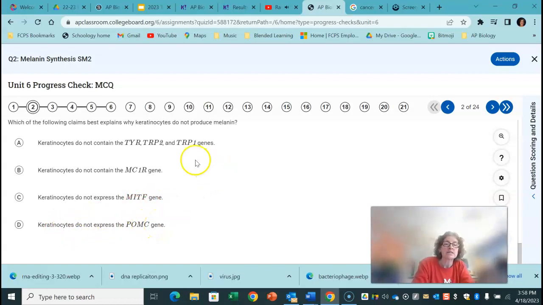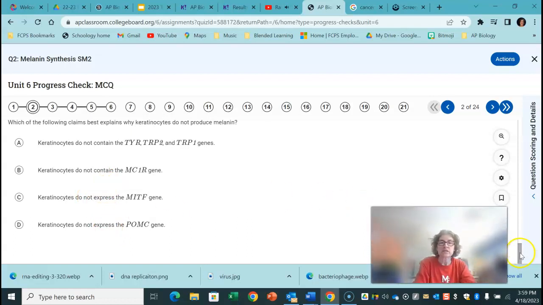Okay. So we know A is wrong because every cell in the body is going to have the same genes. The genes are there. It's not like they're going to be missing. So A can't be right. And same for B. All the genes are there. So anything saying, oh, the gene isn't there, that's not right because we know the genes are all there. It's about whether they're being expressed or not. So it's C or D.